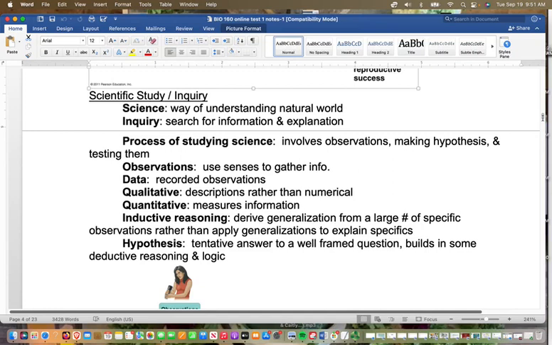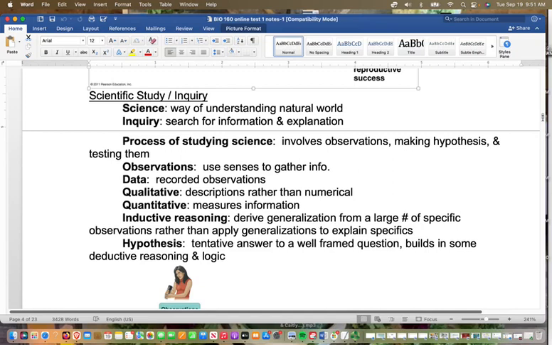So we use observations to gather information. So in here it says that we use the senses. Tools are used for this as well. There are some things that our human senses are not going to pick up, such as radiation, that are very real. Then we record the data.